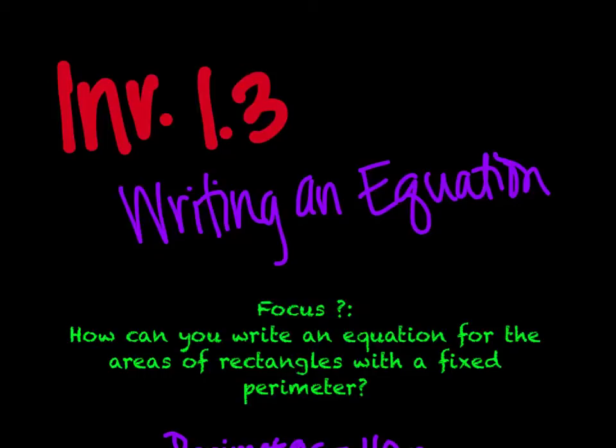So if you think about the area equation for a rectangle, we're talking length times width. Well, we are going to learn today how to rewrite width, so that way it doesn't have a W in there. We're not looking at a second variable, but instead we would maybe write the width as a number that's in terms of the area. So our focus question is, how can you write an equation for the areas of a rectangle with a fixed perimeter? So here's another little hint. We're going to be looking at perimeters as well to be able to find our areas.